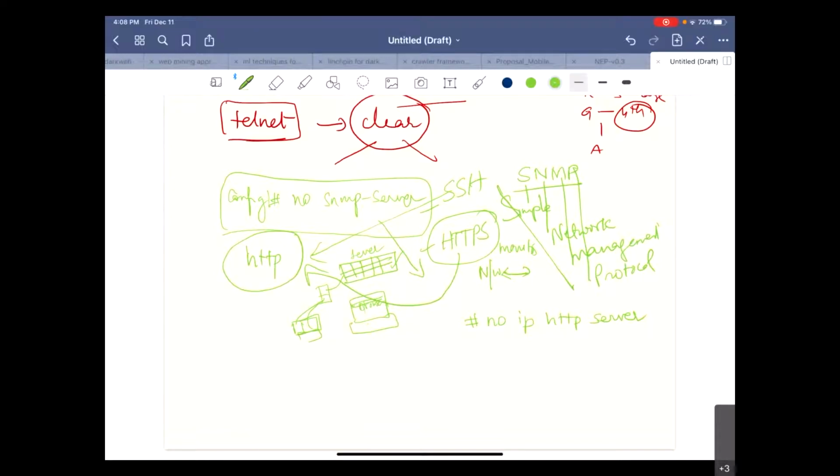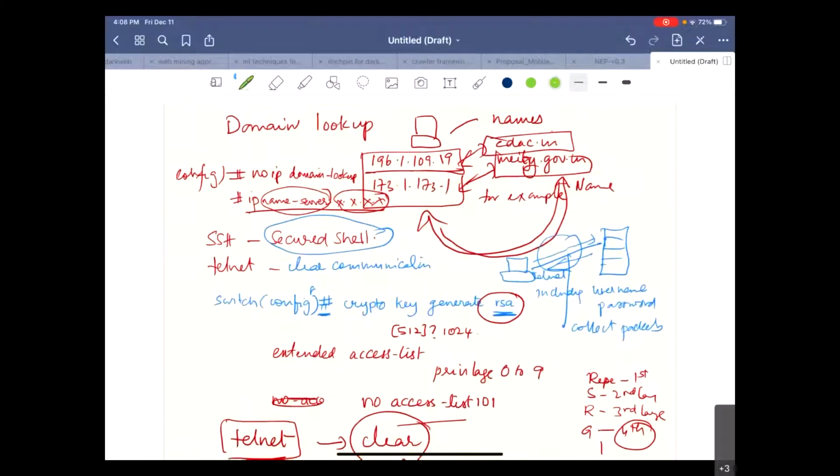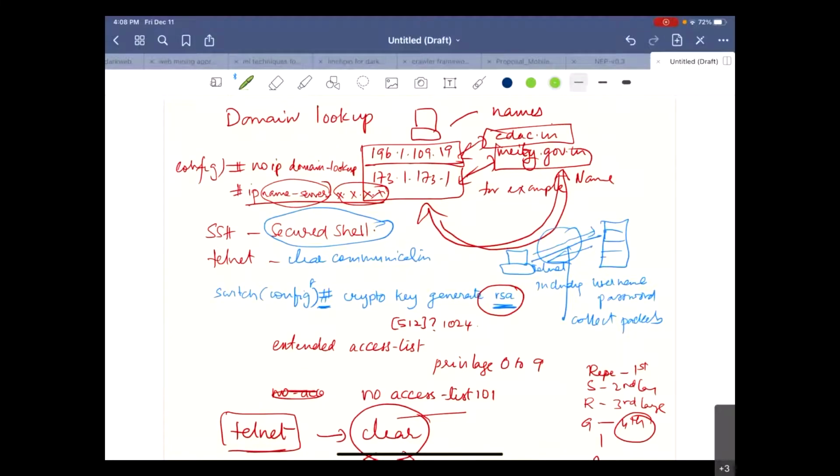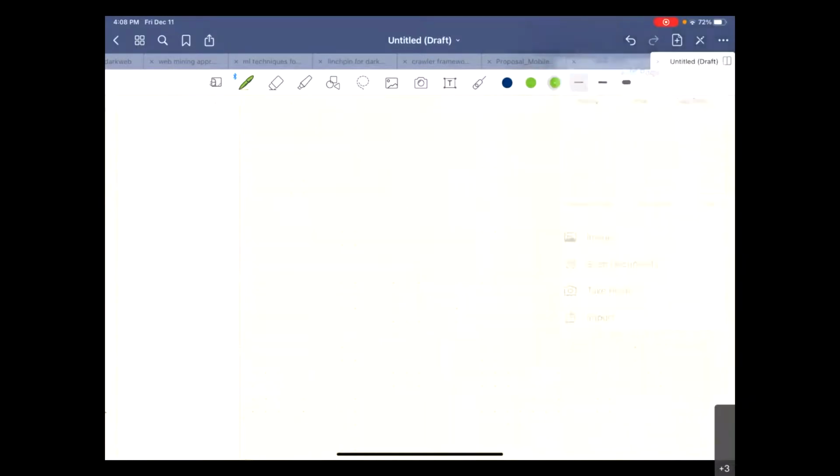CDP. What is CDP? CDP is basically Cisco Discovery Protocol. This is enabled by default on all Cisco routers and switches. But what is the use of this?